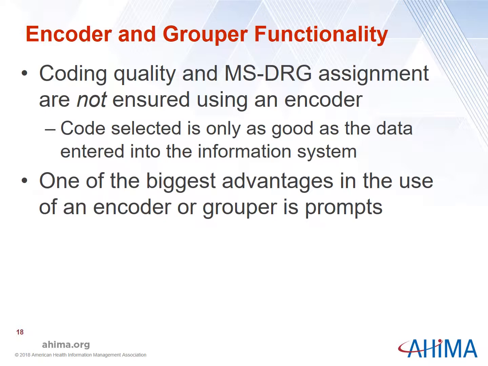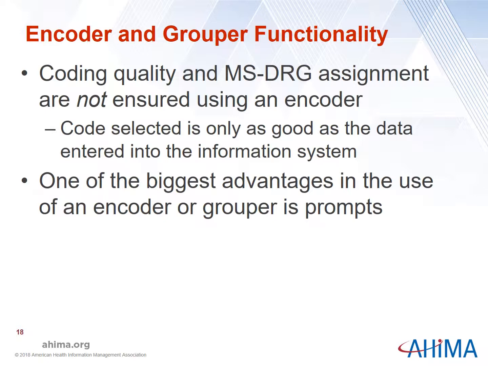One of the biggest advantages in the use of an encoder or grouper is prompts. For example, if a higher paying MSDRG can be assigned with the addition of a specific diagnosis, specific procedure, complication and comorbidity, or major complication and comorbidity, then the computer will ask the coder if any of them are present. The grouper also allows the coder to resequence the principal diagnosis when more than one diagnosis meets the definition of the principal diagnosis.